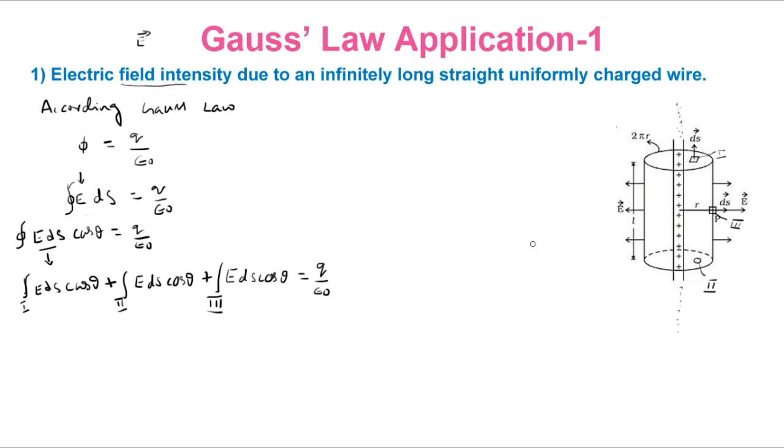Now just observe the diagram here. I will take the first case. What is the angle here? The area direction of ds is upward, but the electric field direction is like that.